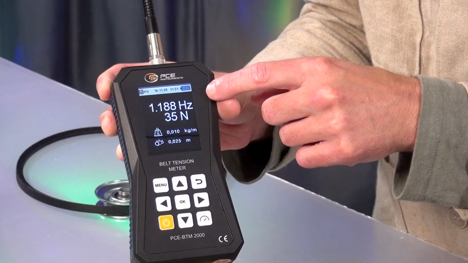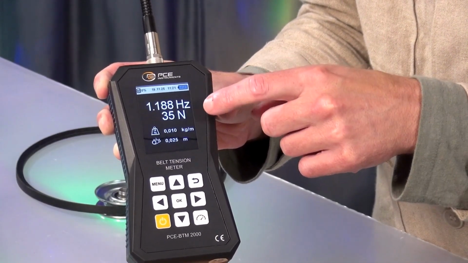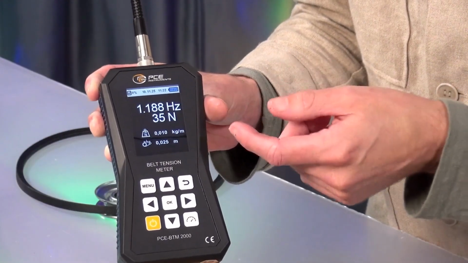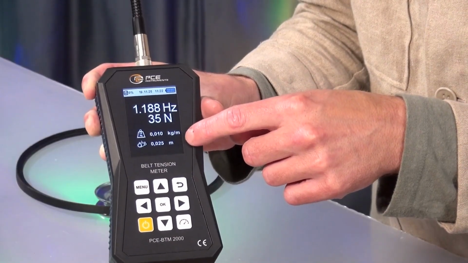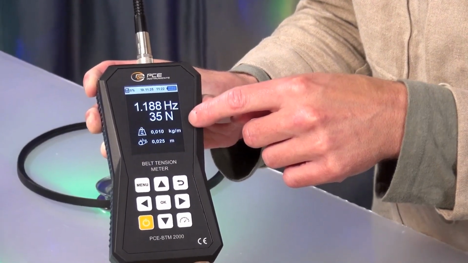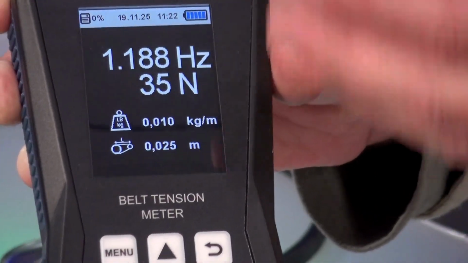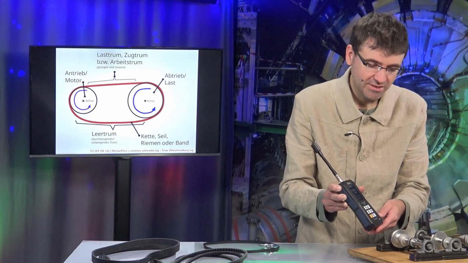I am beginning, and we can clearly read the natural frequency of the belt at the top and below that the belt tension in newtons. The device can evaluate the belt tension because we have specified the length of the belt. We see that displayed at the bottom, along with the kilograms per meter of the belt. And through physical formulas above that, it is possible to then calculate the belt tension.